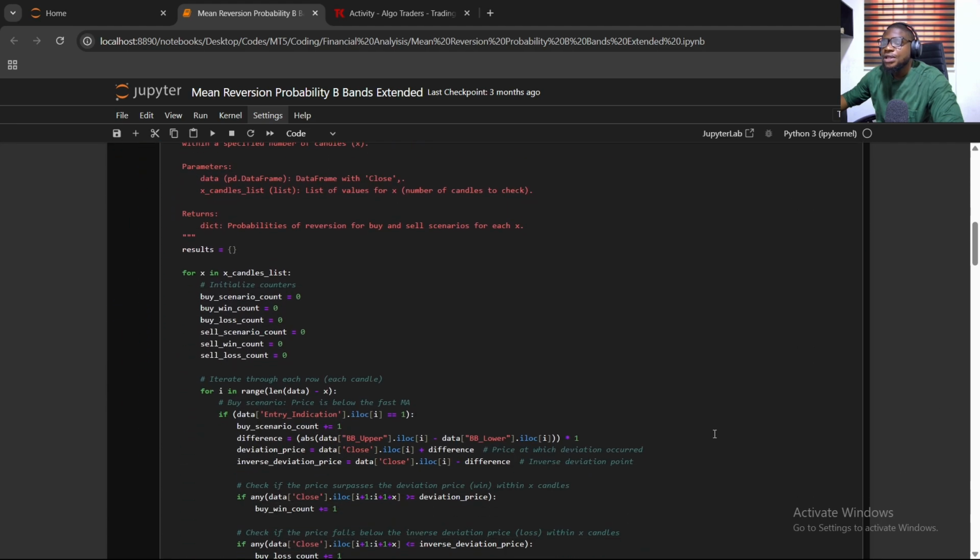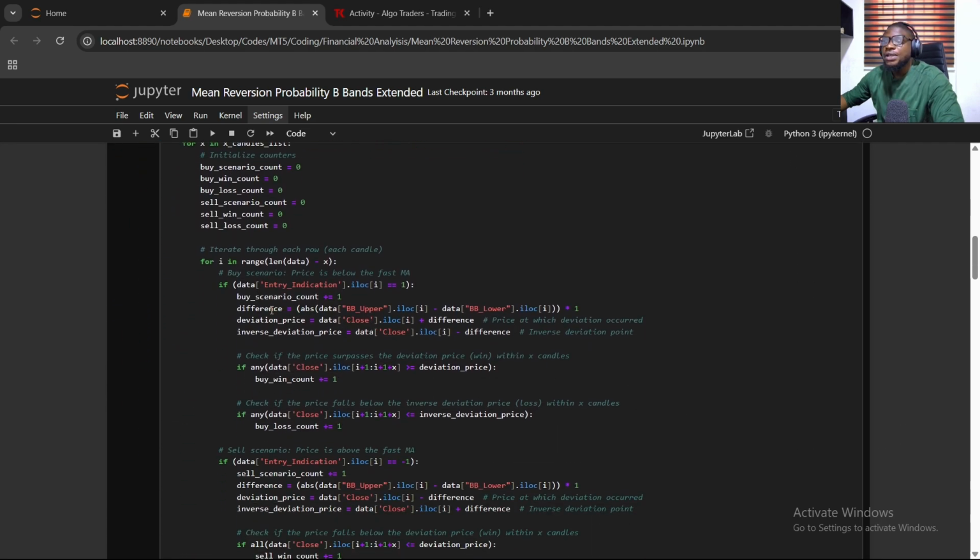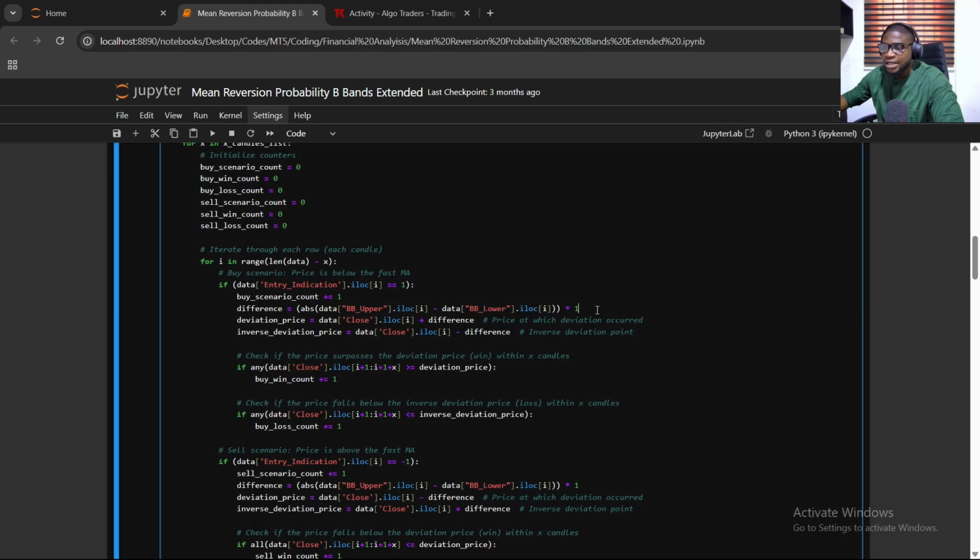Okay, so going down here, we're looking at the difference, which is the difference between the upper and lower Bollinger Band, which is what I explained earlier.